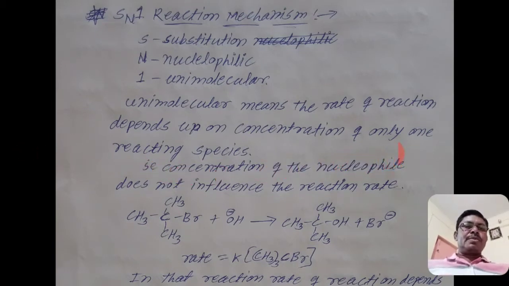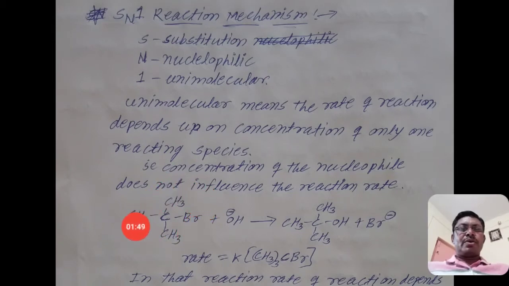In the reaction there are two species which react with each other and give the product. If the rate of reaction depends on only one substrate or one species, then it is known as a unimolecular reaction. That is, the concentration of the nucleophile does not influence the reaction rate. The rate of that reaction does not depend upon the concentration of the OH negative ion or nucleophile. It depends totally on the concentration of tertiary butyl bromide, that is only one species.